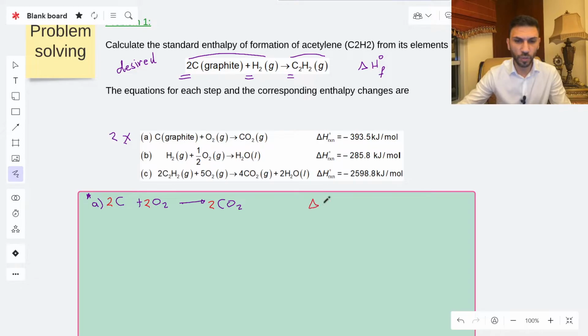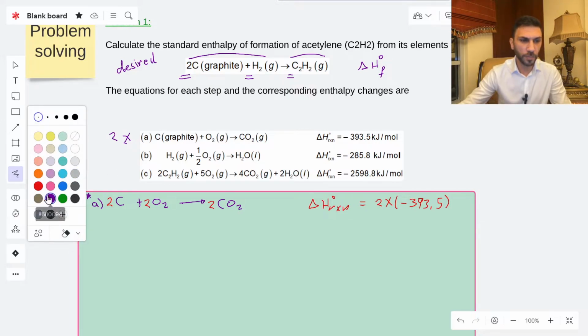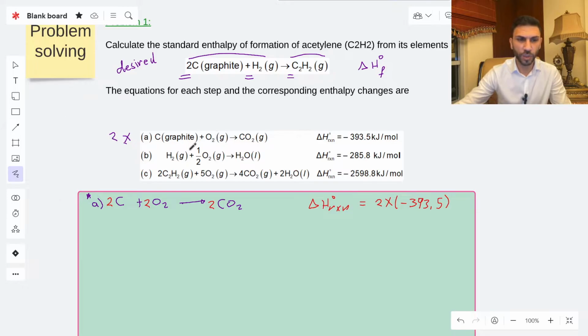Now, the new delta H for this reaction equals 2 multiplied by negative 393.5 kilojoules per mole. For the second reaction, we also need to check what we have. We have H2O, but we don't have any H2O in the desired reaction. So never mind the second reaction.